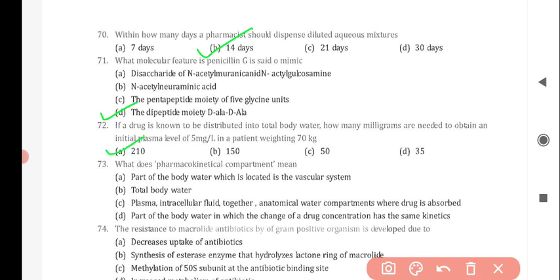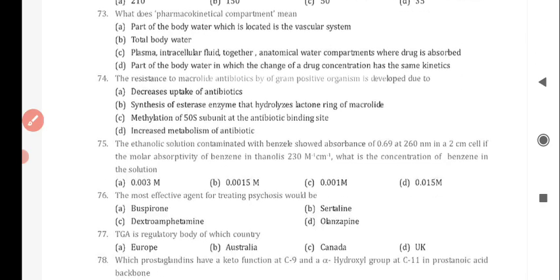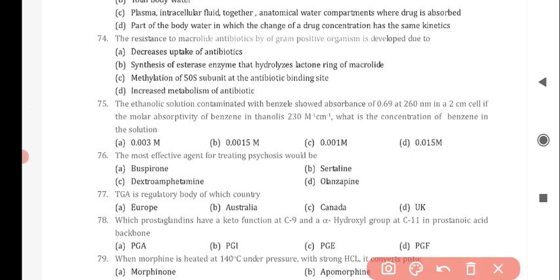Next question is, what does pharmacokinetic compartment mean? And the correct answer is option D, part of the body water in which the change of a drug concentration has the same kinetics. Next question is, the resistance to macrolide antibiotics by gram-positive organisms is developed due to, and the correct answer is option B, synthesis of esterase enzyme that hydrolyzes the lactone ring of macrolide.